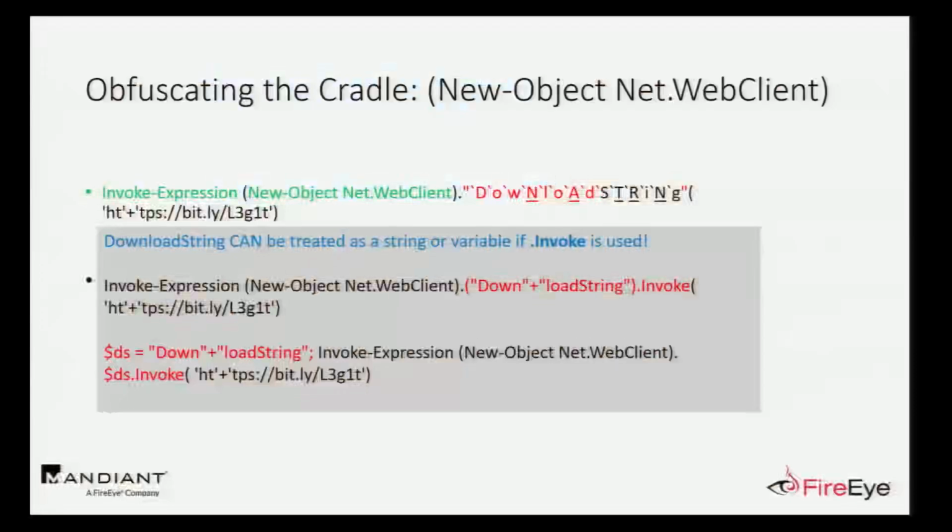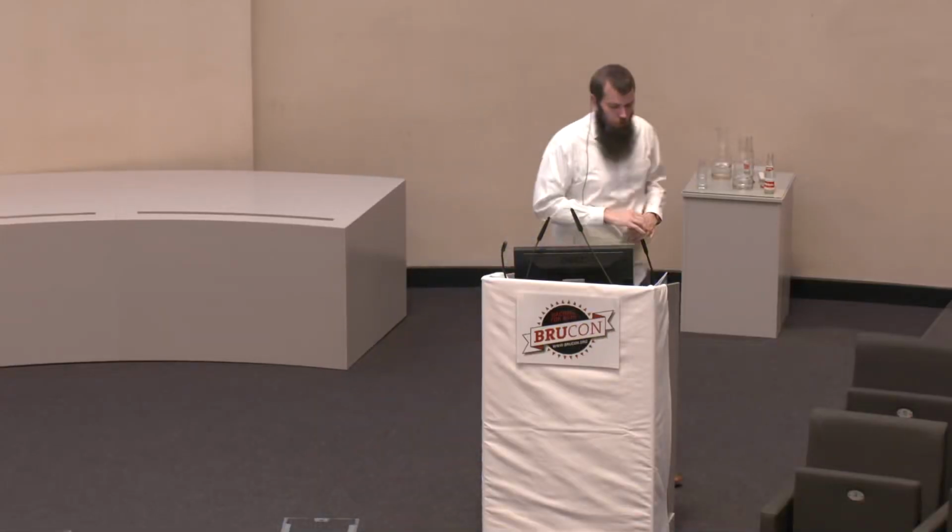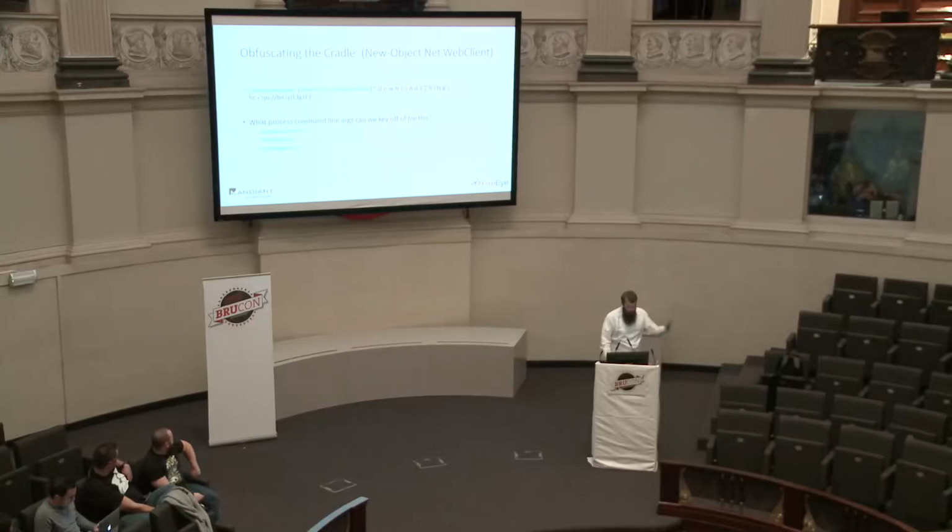The string as a member, you can also, this is slightly different between PowerShell 2 and later versions, but just in general, you can treat a member as a string if you add a .invoke member afterwards. And again, you can start to reorder all these components and just really make things a mess. So let's remove that from the indicators.